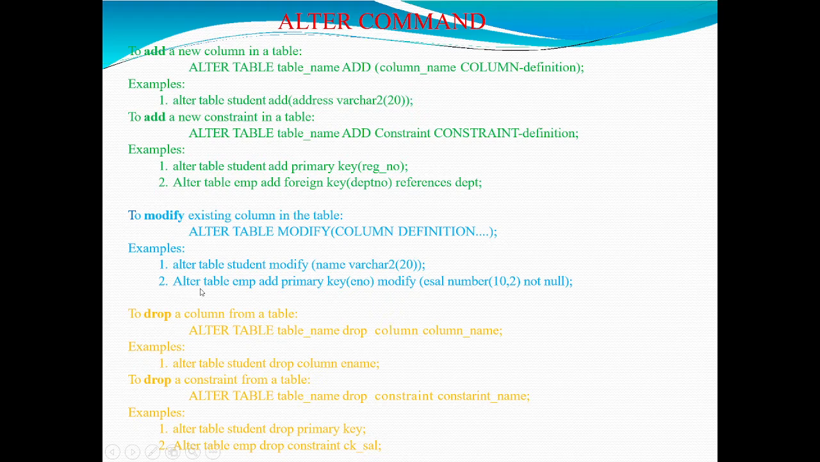See here, alter table emp add. Here I am doing the addition process. That is, I am providing the constraint to eno, that is primary key within brackets eno. Then I am doing modification for esal, and I have made it as number(10,2) not null. So in a single alter command, we performed both the actions.